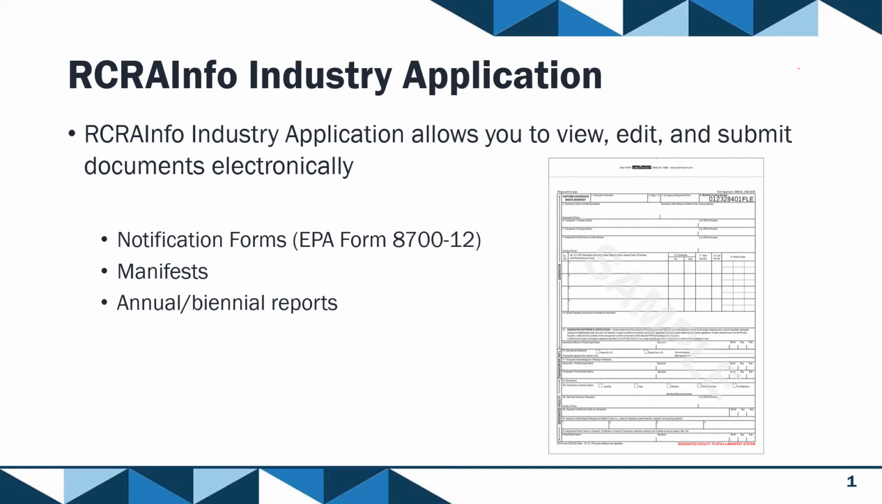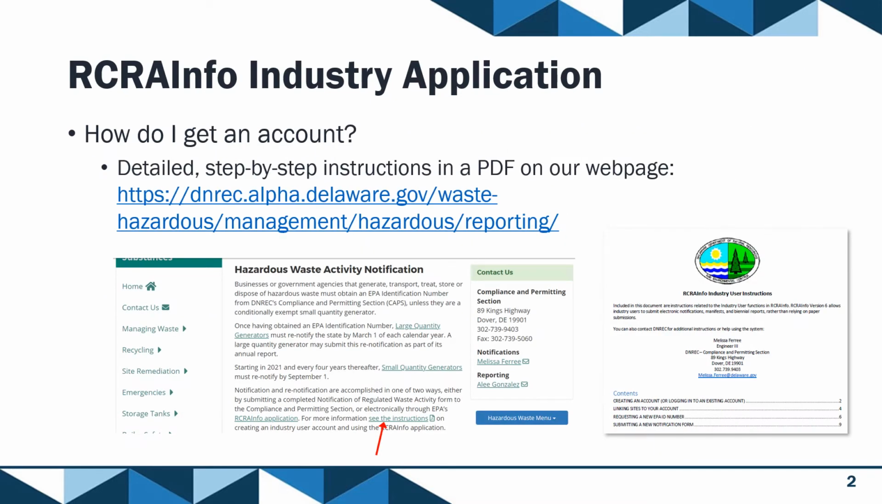The RCRAInfo industry application allows you to view, edit, and submit documents electronically. The system allows you to manage notification forms, manifests, and annual reports. And I know you all want to know, how do I get an account? We have detailed step-by-step instructions with screenshots and a PDF available on our webpage. You can find it under both the notification and annual reporting sections on the webpage, and I'm going to briefly walk you through it today.